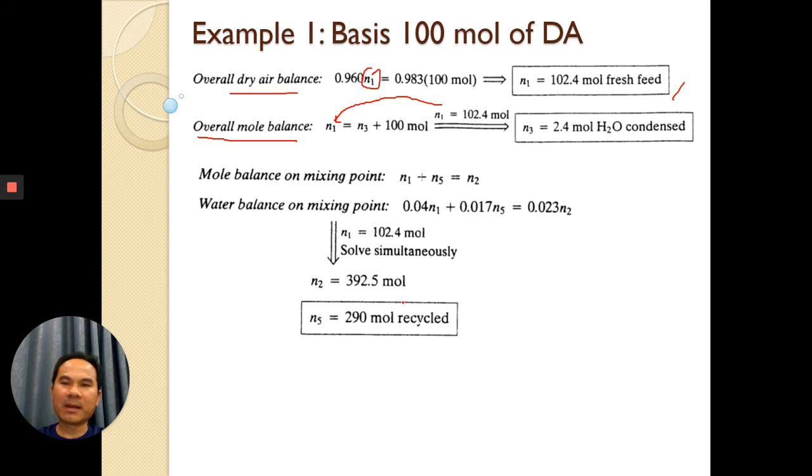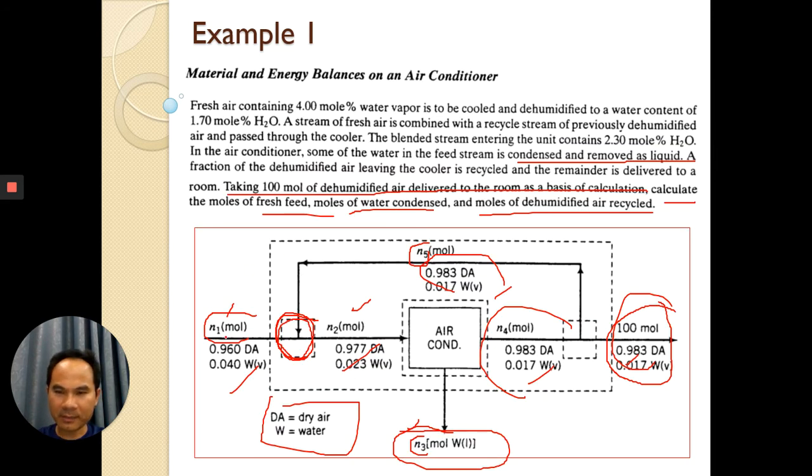Mixing point balance: a balance on total balance and water balance. You can use water balance or dry air balance, it is up to you. For this case, we make two: a total mass balance or mole balance, and a balance on the water. For the total balance, the input we have two, that are N1 plus N5 equal to N2.